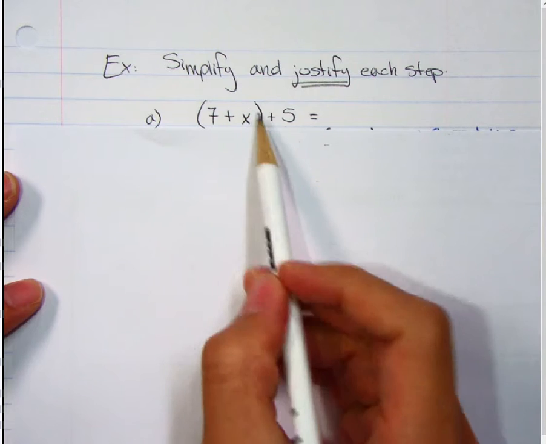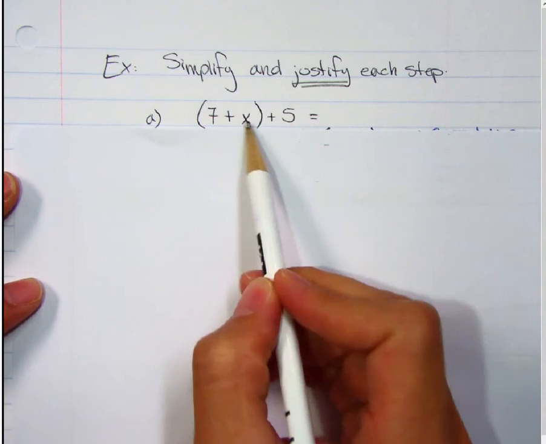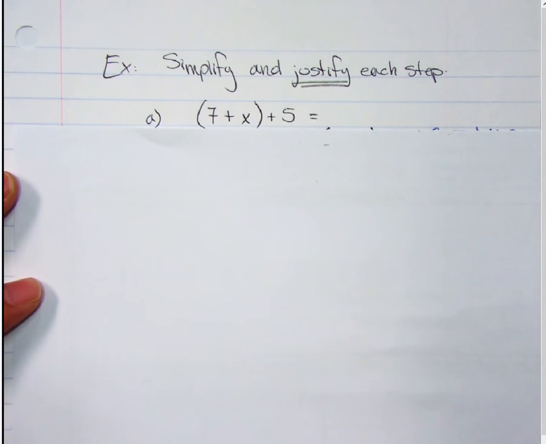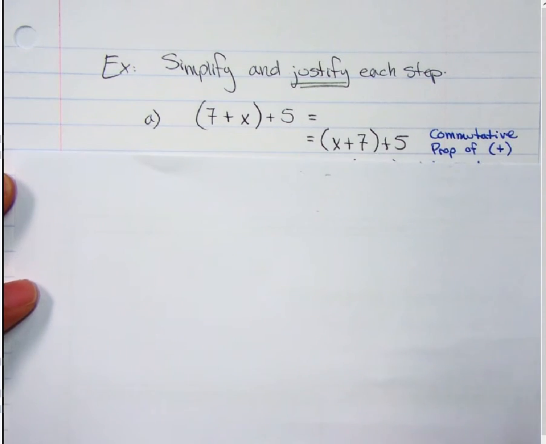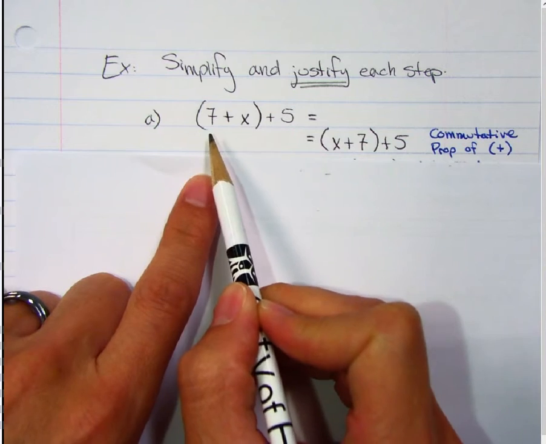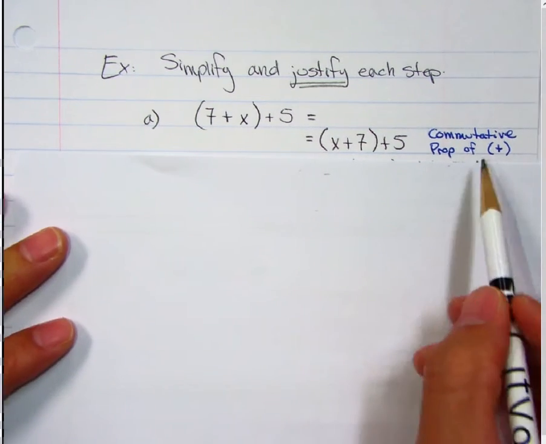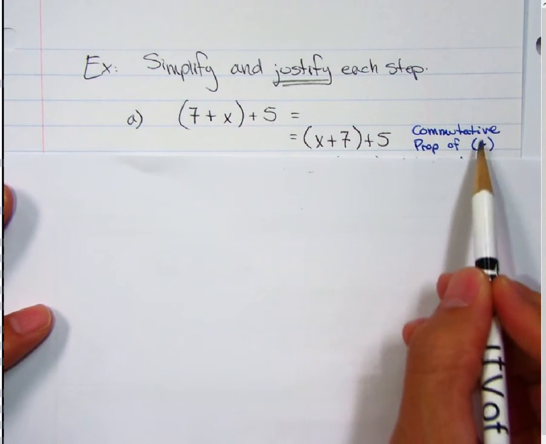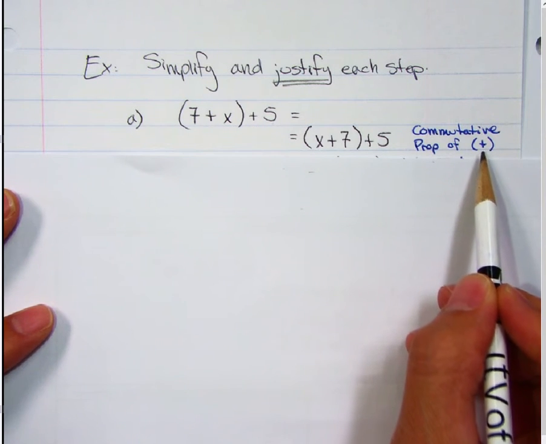I got 7 plus x plus 5, and 7 and x are in a parenthesis. So here's what I'm going to do. I'm going to change this. I'm going to reverse the order of these two. I'm going to put the x first and then the 7. And I can do that because of the commutative property of, I just put a little plus sign, of addition.